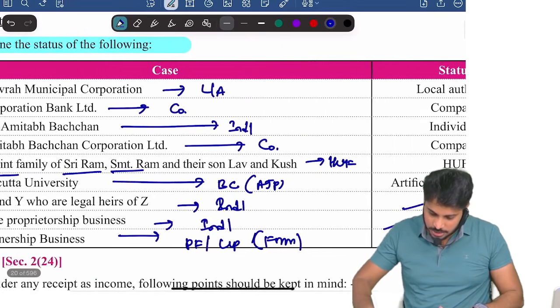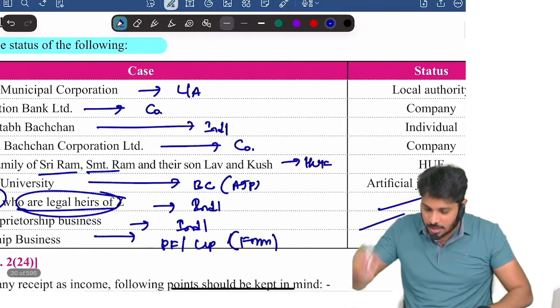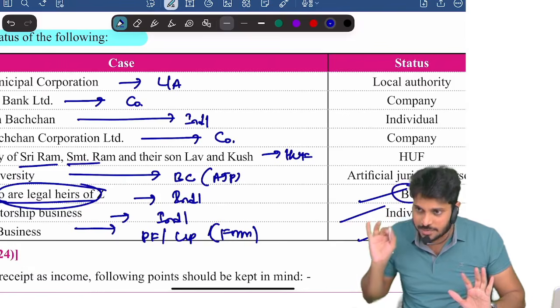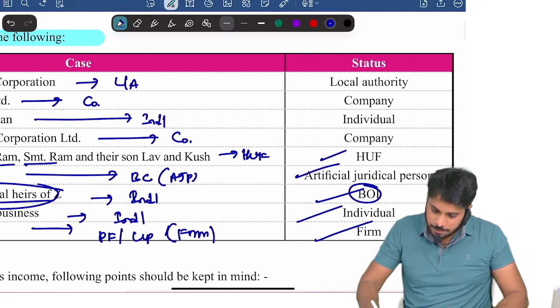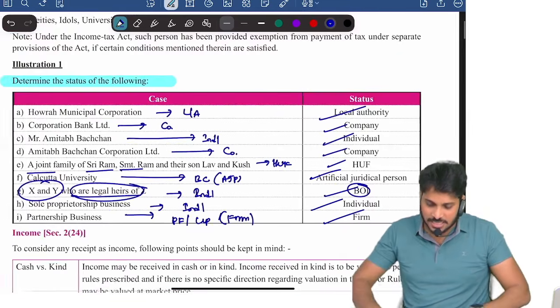Yes, almost correct. Oh, X and Y, who are legal heirs. Okay, with respect to legal heir transaction, in the context of legal heirs, they're a body of individuals. That is correct, only discussion. AJP, HUF, company, individual, company, local authority. That's it. Yes or no? Next illustration.